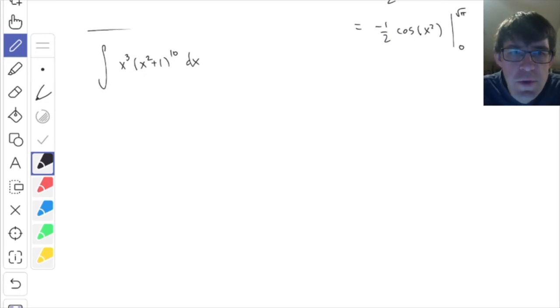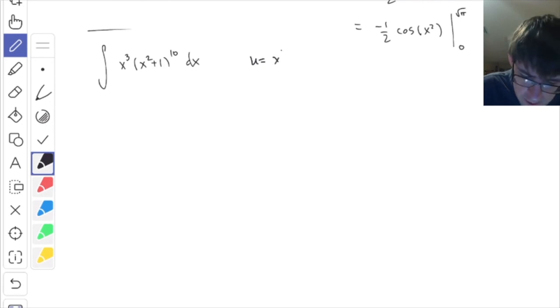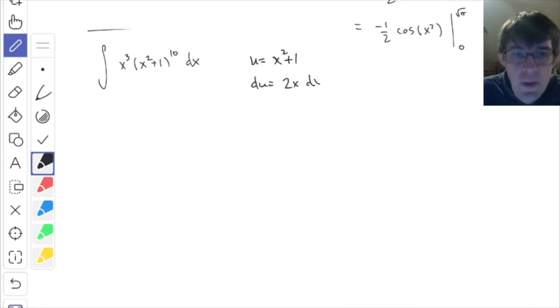What did you choose for the u? X squared plus 1. Yeah, that's the reasonable choice for the u as the inside of something. Then the du is 2x dx. And I'm going to divide the 2 like I always do. 1/2 du equals x times dx.